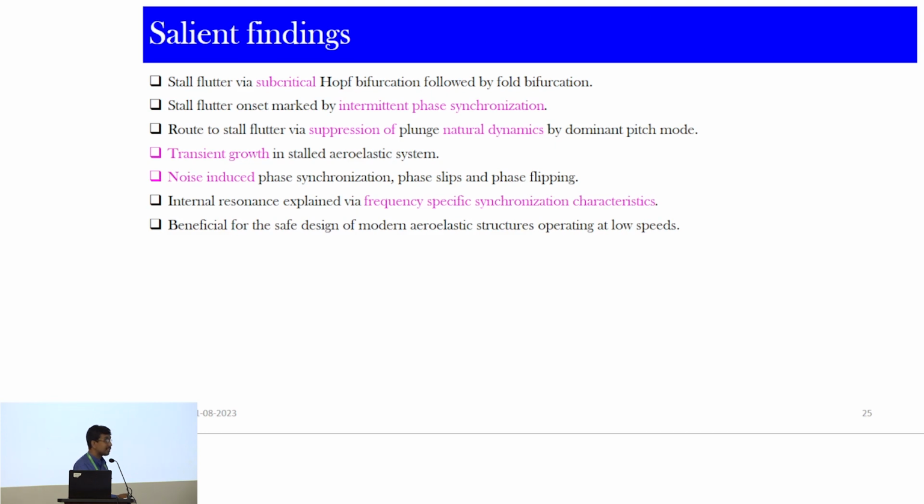We had in a numerical study already shown that stall occurs via suppression of natural dynamics, because we said that the definition itself needs a recasting, and it occurs via suppression of natural dynamics. We are re-showing that here through experiments. And we showed that noise-induced behaviors also give rise to phase slips and phase flips.